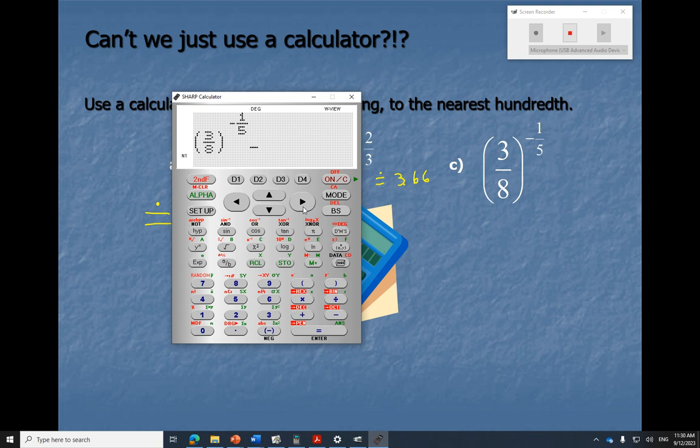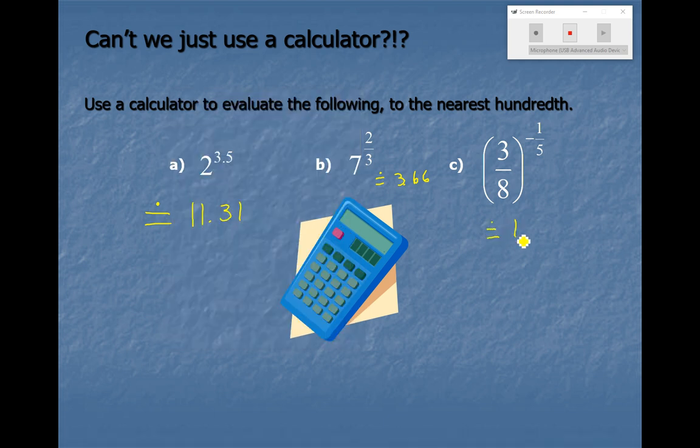Can I just type these all in tonight in my homework? Technically, yeah. But that's not where we're headed. These aren't going to be 3s and 8s and 5s. They're going to be X's and Y's and Z's and all sorts of things. We have to know what we're doing, and your calculator can't help you with that. So you have to practice with the numbers first. Yes, punch them in to make sure your answers are right. But don't get addicted to the calculator. 1.22 approximately. Your calculator can handle all this stuff, no problem.